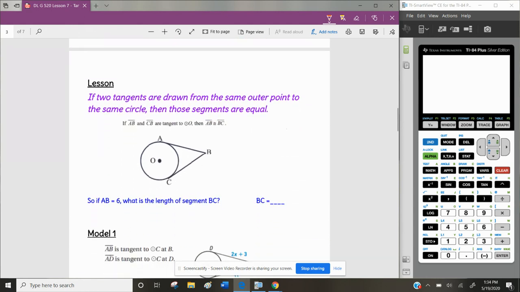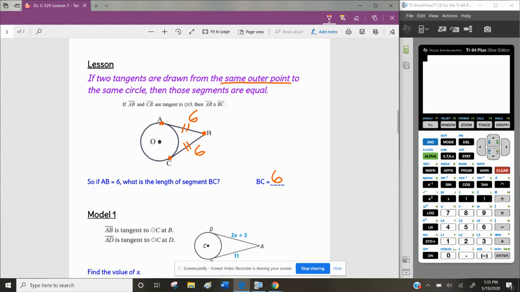Now the other thing we're going to talk about with tangents in this lesson is if two tangents are drawn from the same outer point, here we're going to call that point B, and they are drawn to the same circle. So AB is a tangent to circle O, BC is a tangent to circle O, and they only touch the circle once. If that is true, they're both drawn from B, to the same circle, and they're both tangents, so those two would be equal or congruent to one another. So if AB is 6, then BC would also be 6.